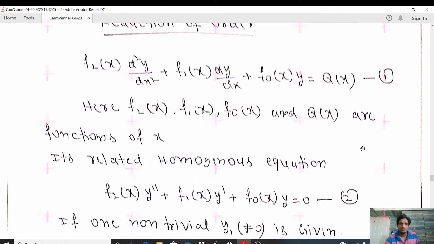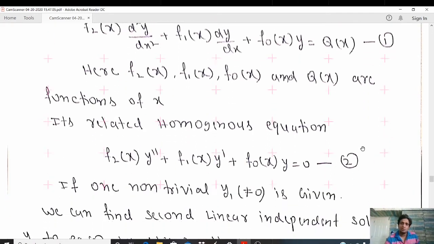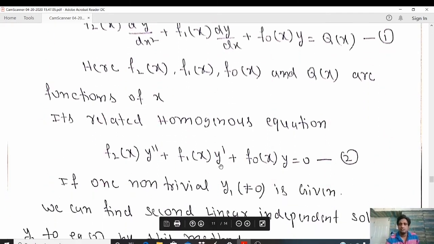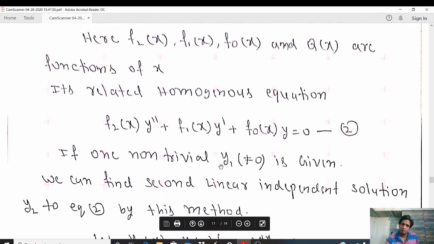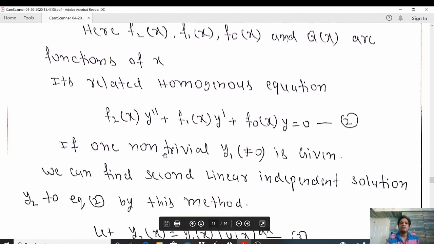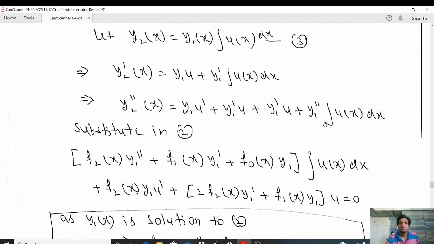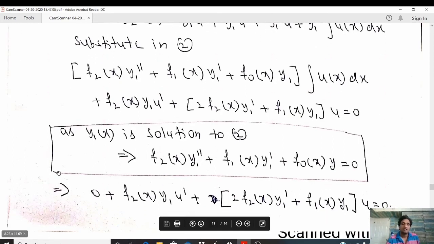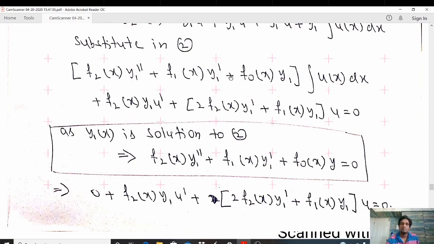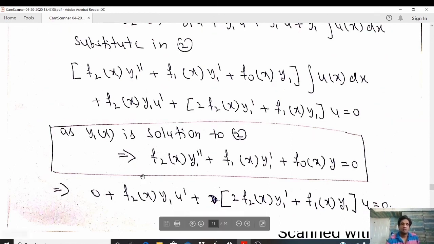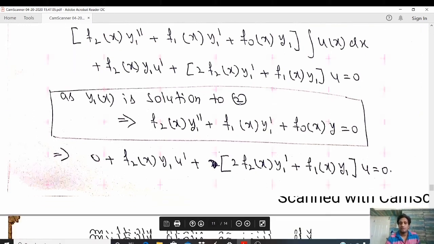What we are taking means we are taking y1 as a solution to the homogeneous equation. That means the problem itself has given that y1 satisfies this equation. If you substitute y1 here, it becomes 0. So as y1 is a solution to equation 2, this total value becomes 0. So 0 plus the same value I have written here. Our aim is to find the u value.